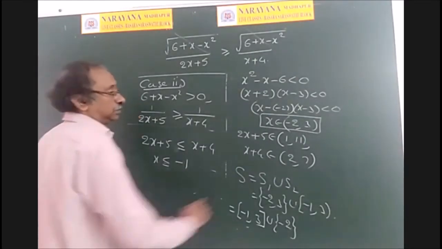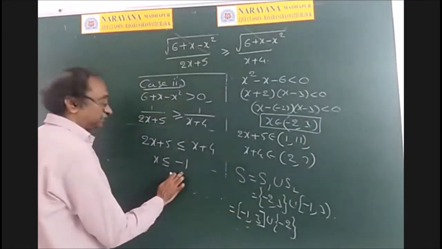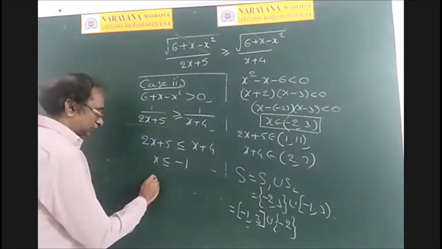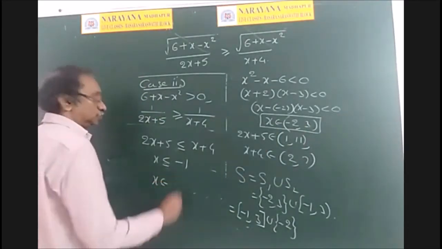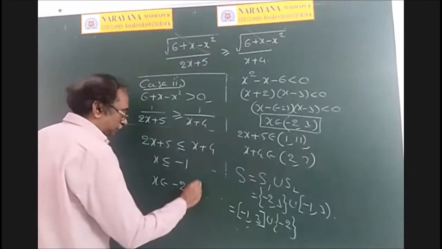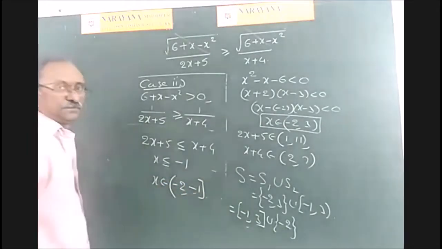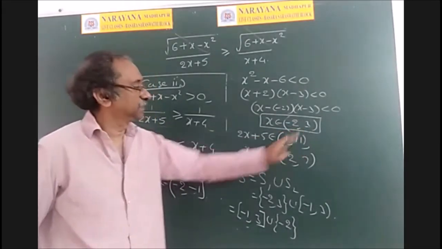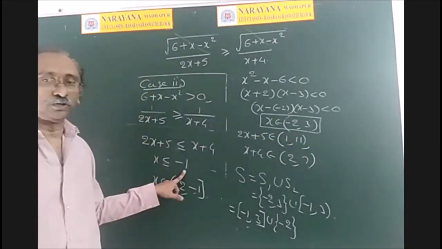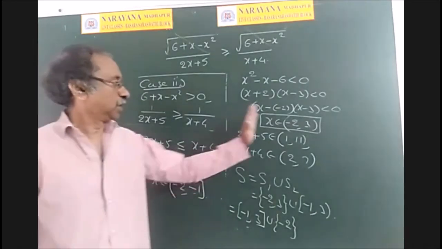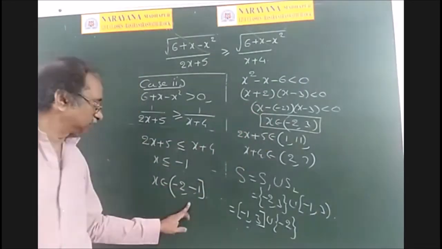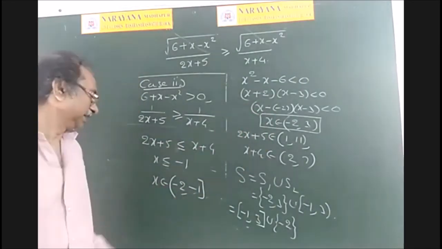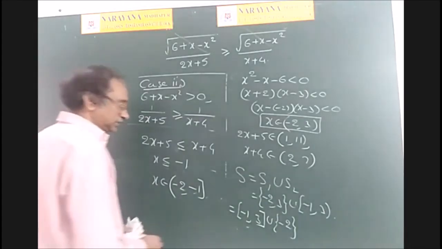And therefore, what is the intersection of this? x belongs to minus 2 to minus 1. See the number line. There is the number minus 1 in between them. So less than or equal to minus 1 we have to take. So minus 2 to minus 1 you have to take. So this is the interval. Okay. So this is S2.